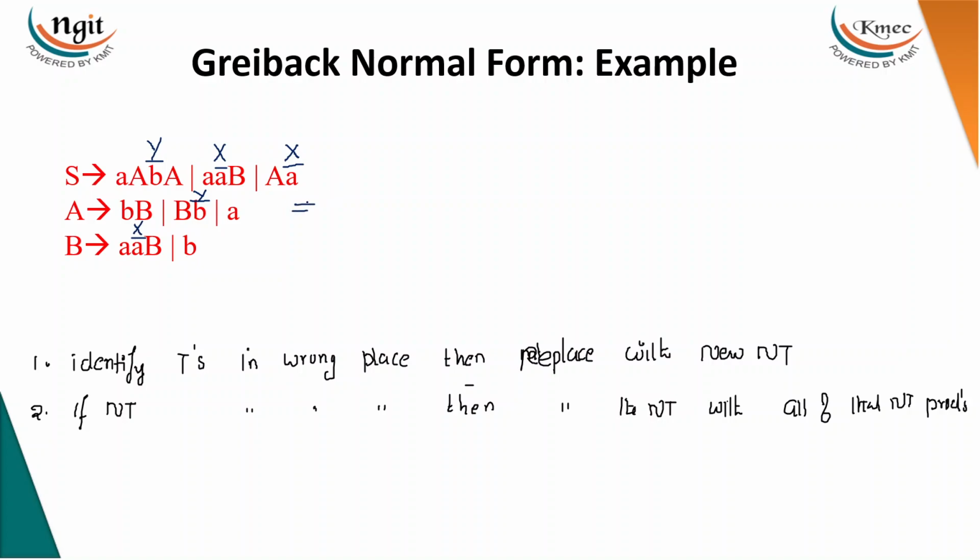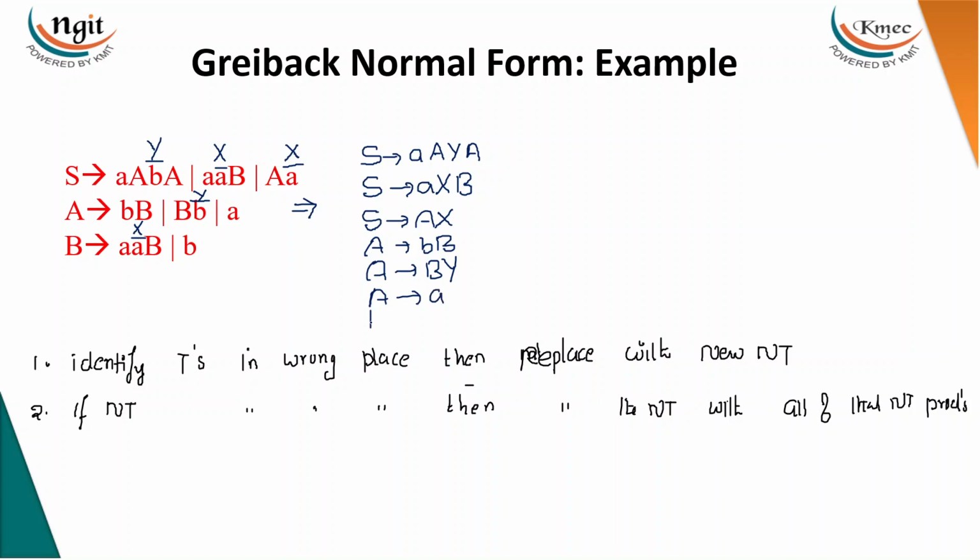Then what can we write after the first step? Simply you can write it in this way. S tends to AAYA, right? Let me write individually. S tends to AXB and S tends to AX. Then A tends to BB, no problem with that, and A tends to BY and A tends to a. Then B tends to AXB, then B tends to b.